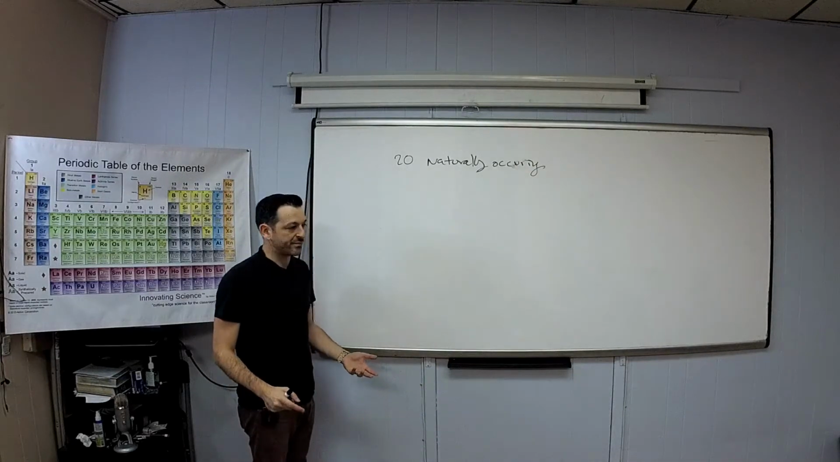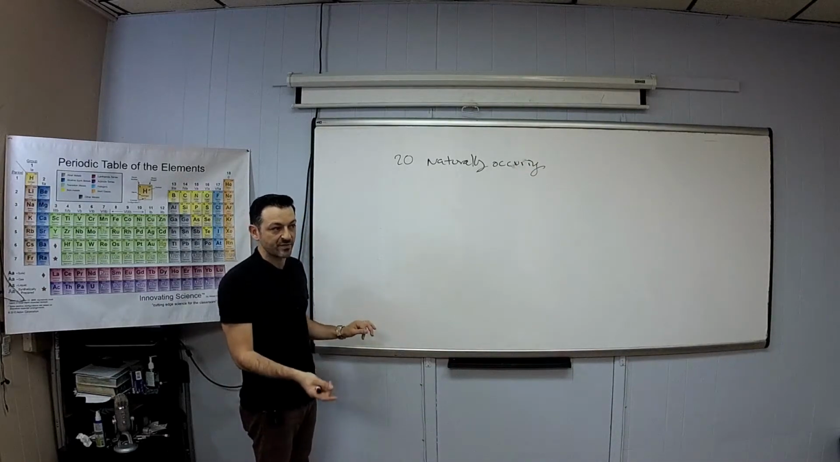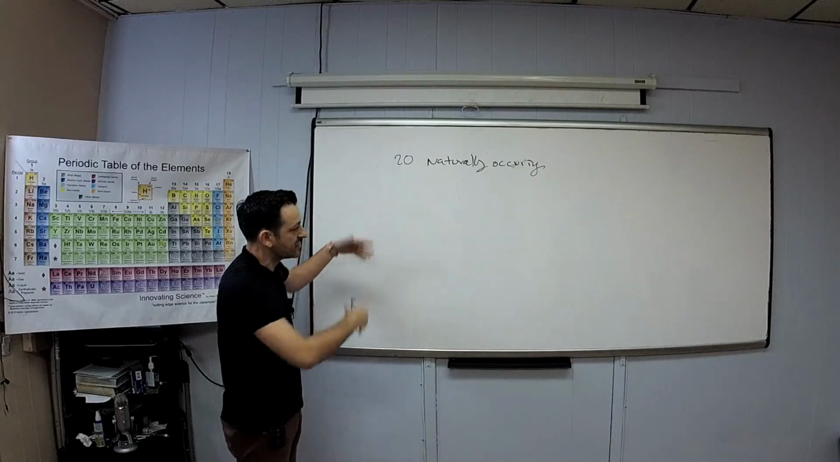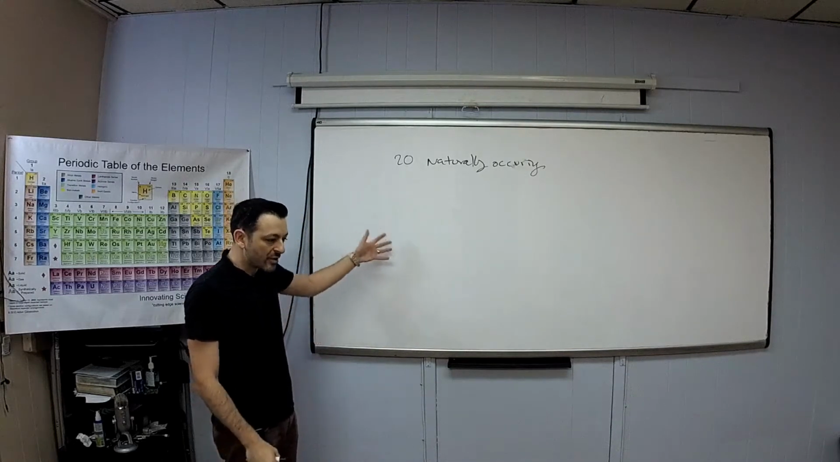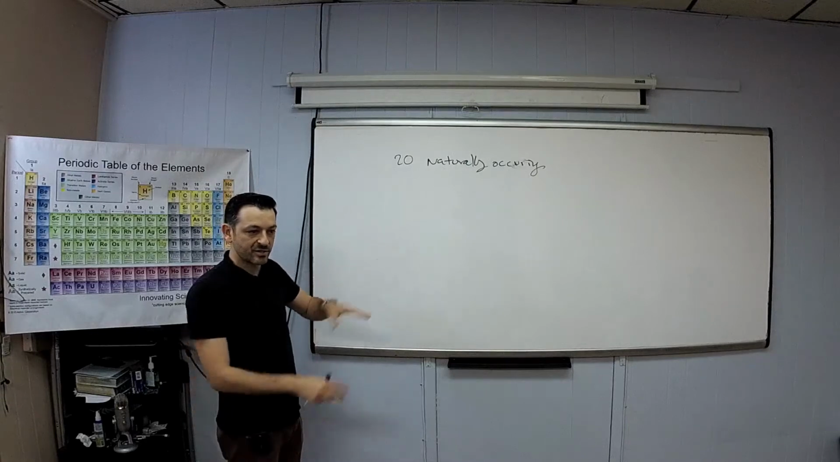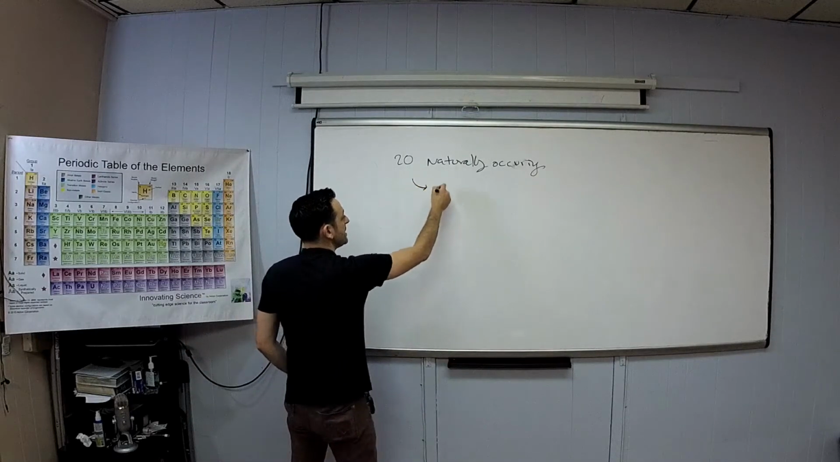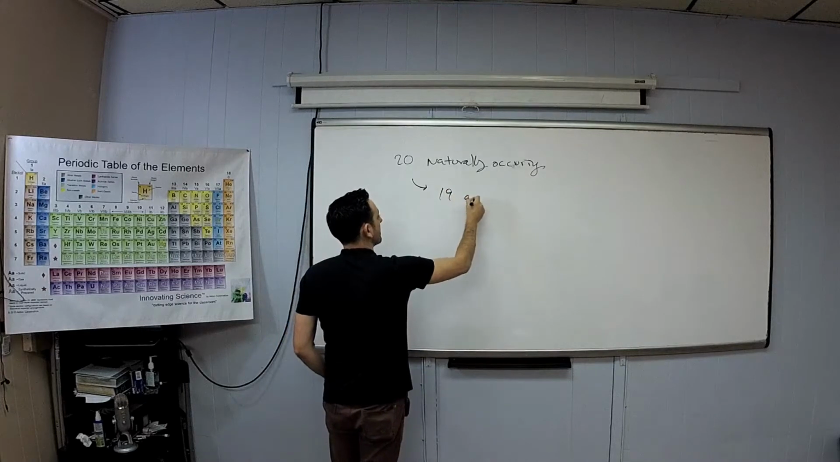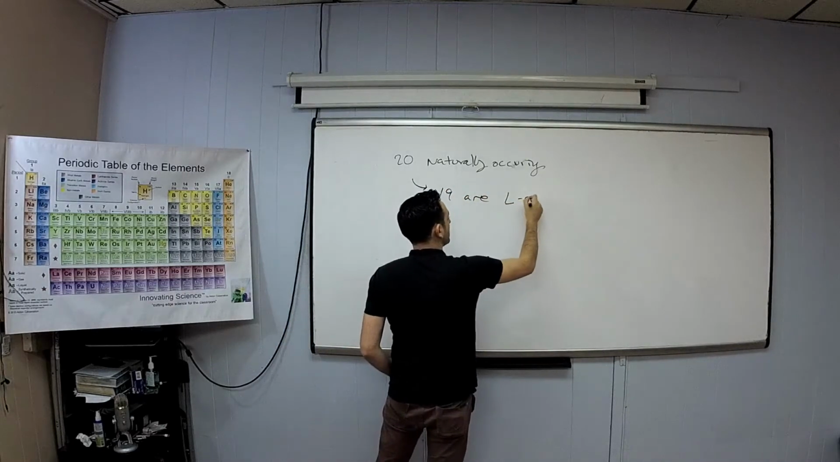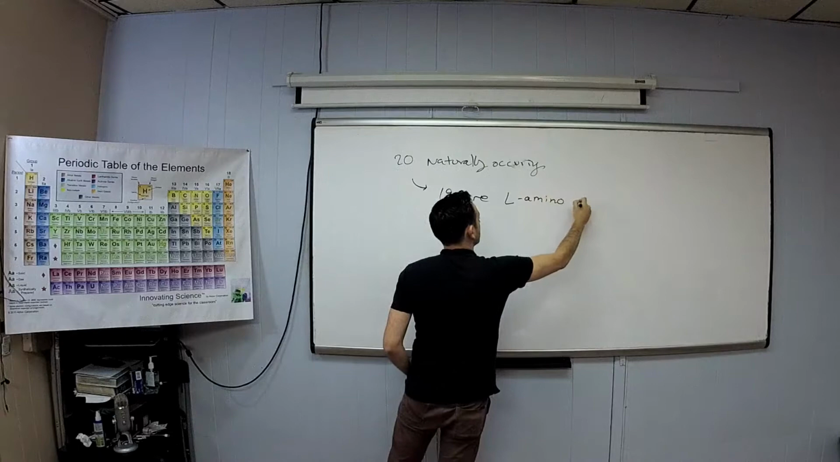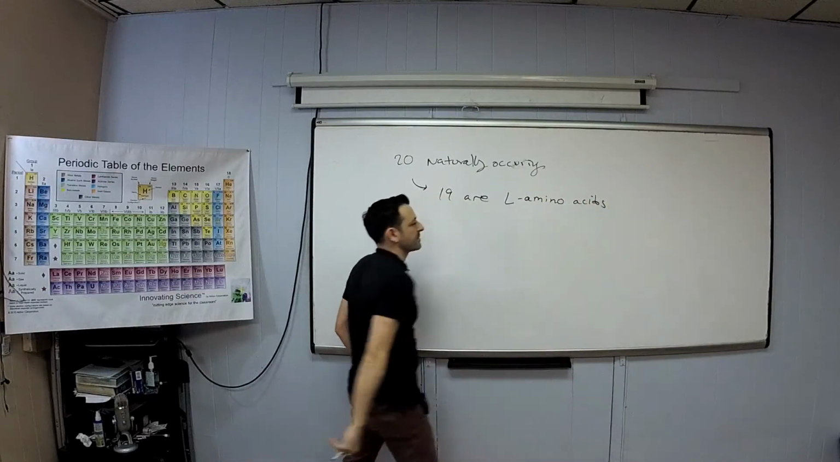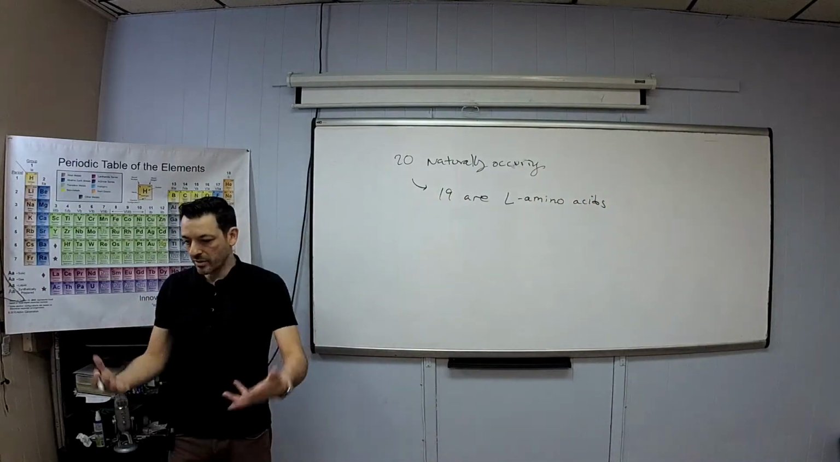Of course, you could find proteins with some amino acids that are not these 20, but generally there are 20 amino acids that proteins are built out of. And of these amino acids, 19 are L-amino acids for the naturally occurring stuff.